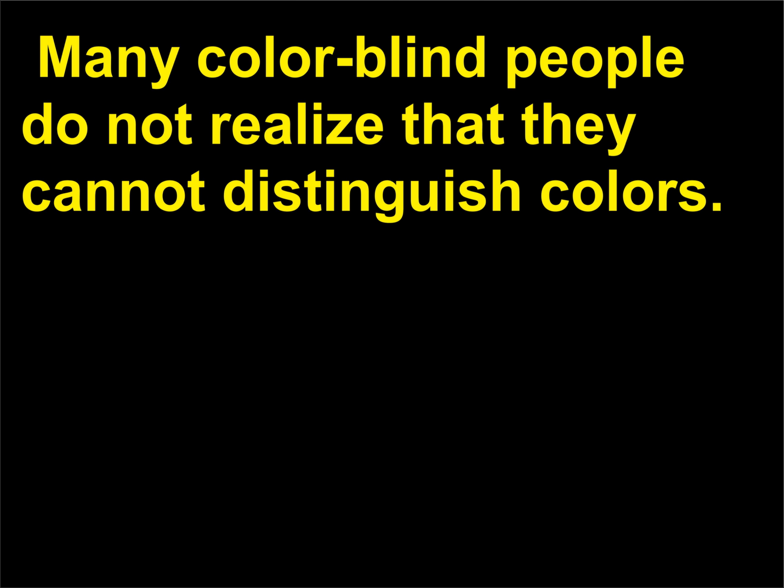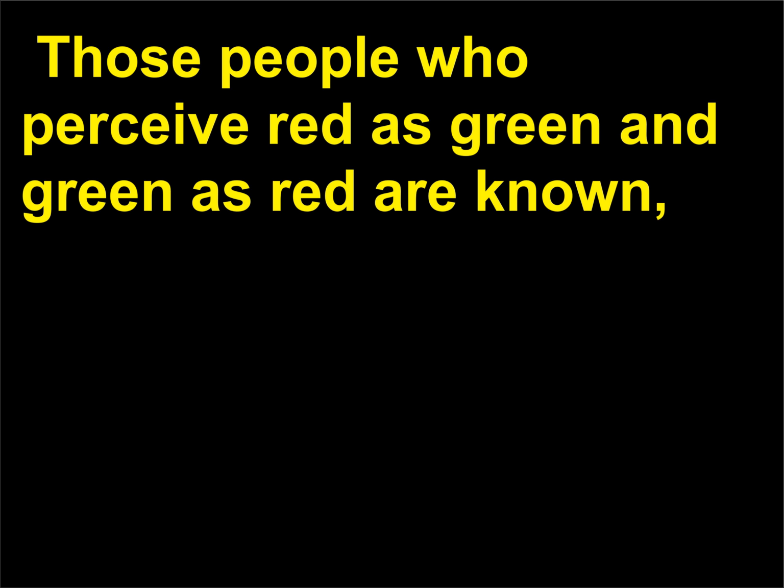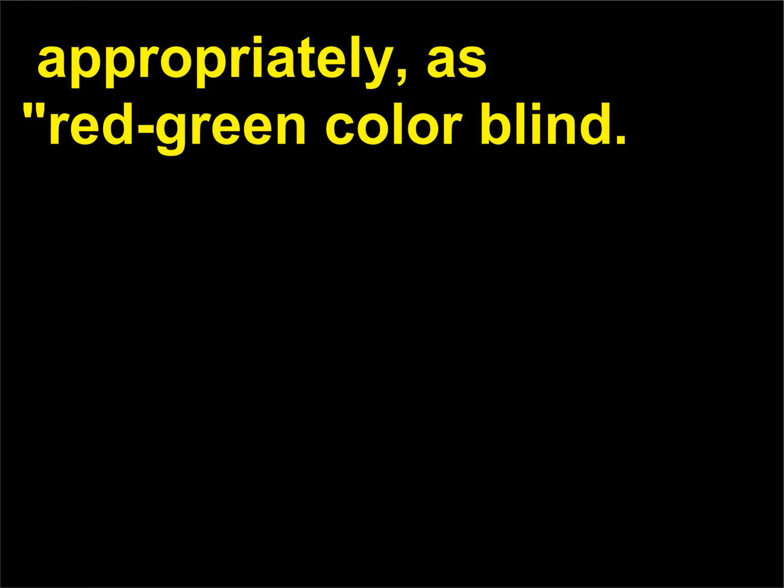Many color-blind people do not realize that they cannot distinguish colors. This is potentially dangerous, particularly if they cannot distinguish between the colors of traffic lights or other safety signals. Those people who perceive red as green and green as red are known, appropriately, as red-green color blind.